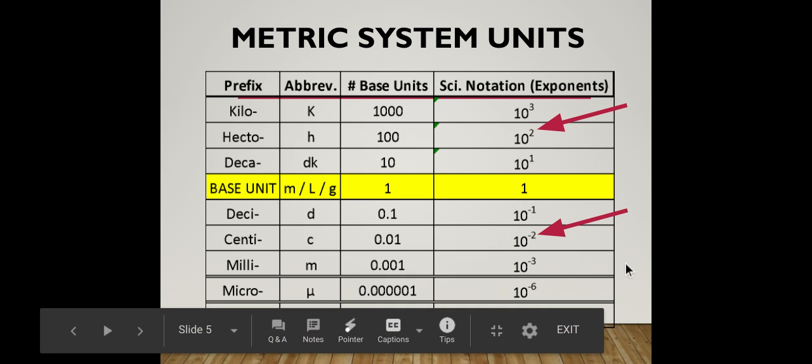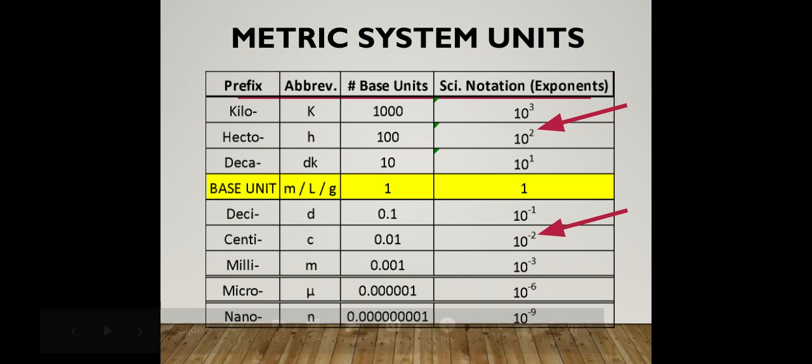That's really the part that you're going to sort of stop at for our conversions, but we will see micro represented by the Greek letter mu, and that's 10 to the negative 6th, and nano, and that is 10 to the negative 9th.